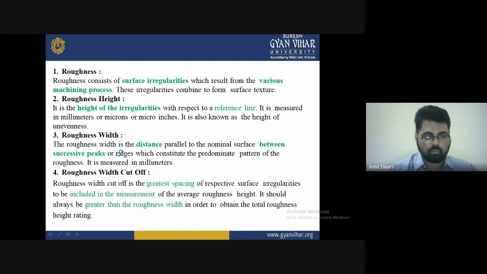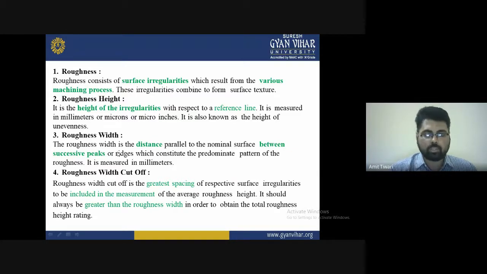Roughness width cutoff is the greatest spacing of the respective surface irregularities to be included in the measurement of the average surface roughness height. It should always be greater than the roughness width in order to obtain the total roughness integrity. So sometimes this will happen.